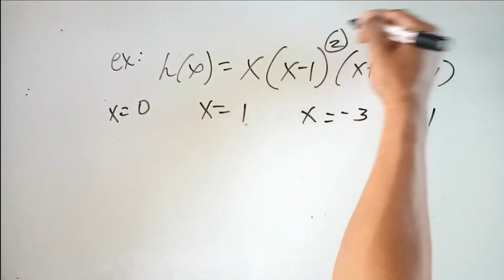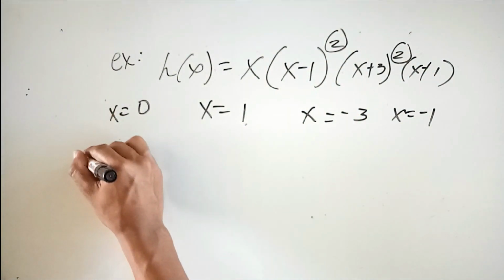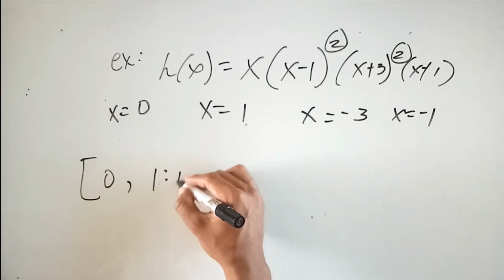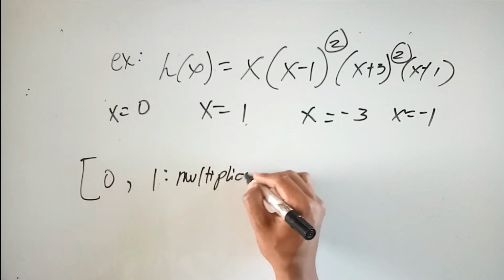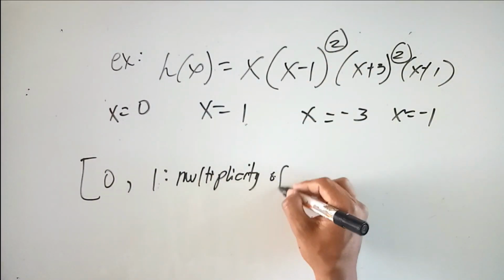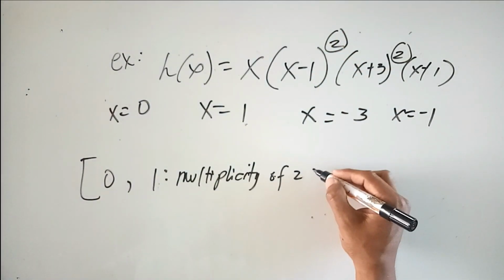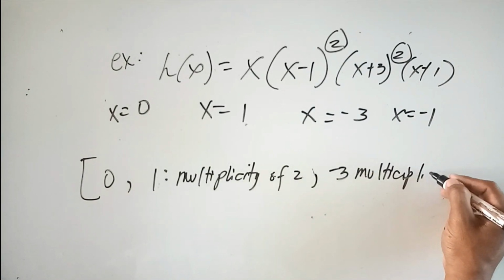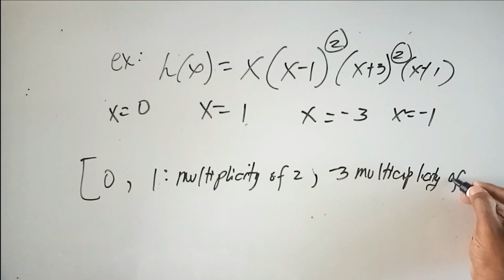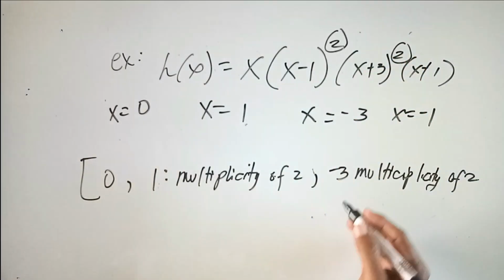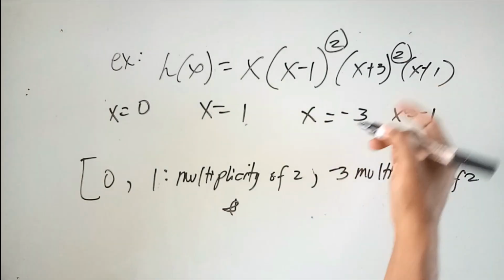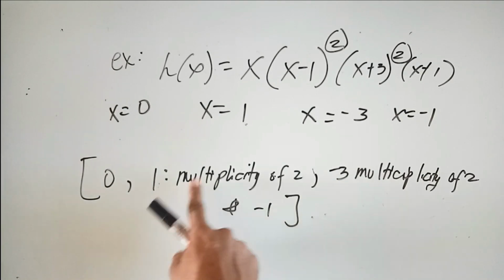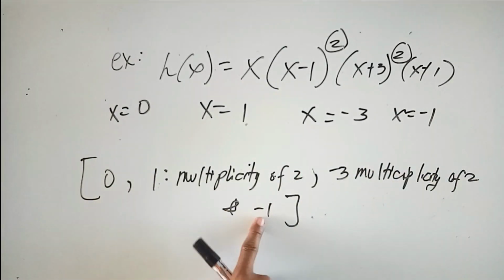Always look at the exponent. So the roots now are 0, and we don't have multiplicity for that. The other one is 1, with a multiplicity of 2 because it is repeated 2 times. Remember that you have to write multiplicity all the time. The other one is negative 3, also with multiplicity of 2, repeated 2 times. And the other one is negative 1. So these are now your roots: 0, 1 with multiplicity of 2, negative 3 with multiplicity of 2, and negative 1.